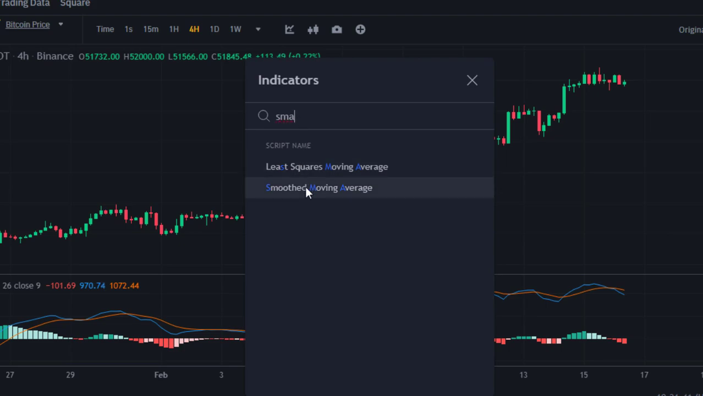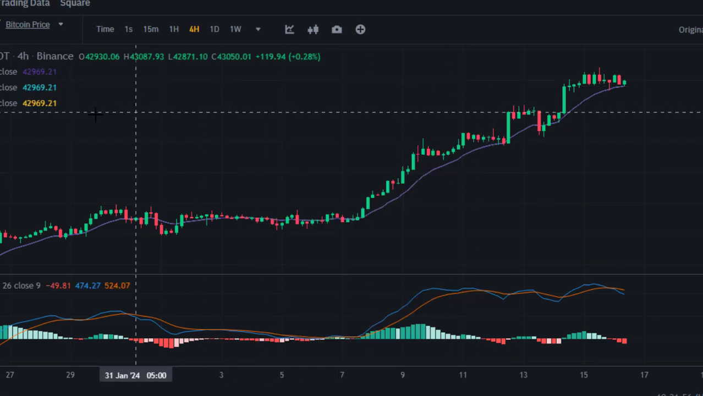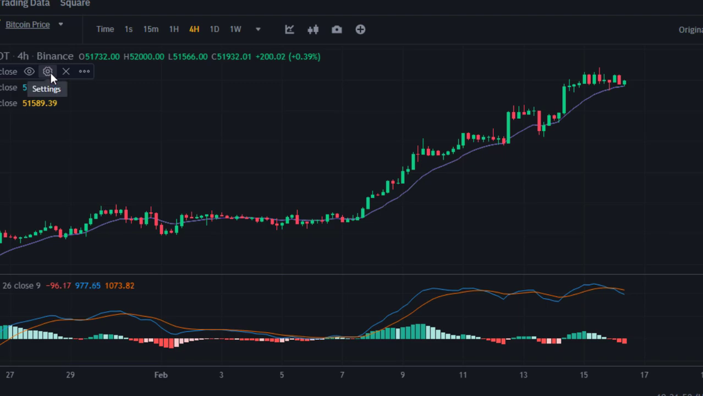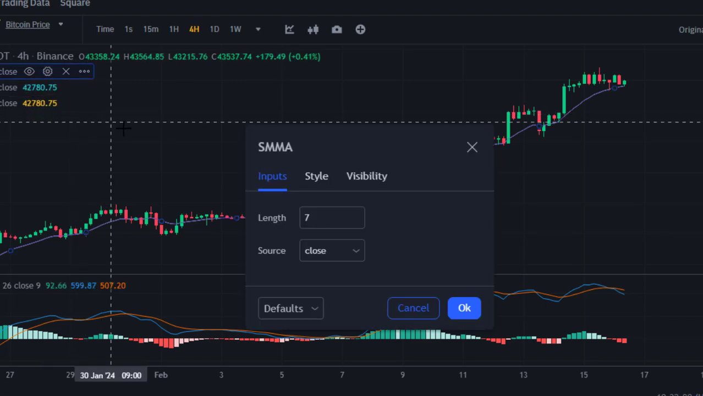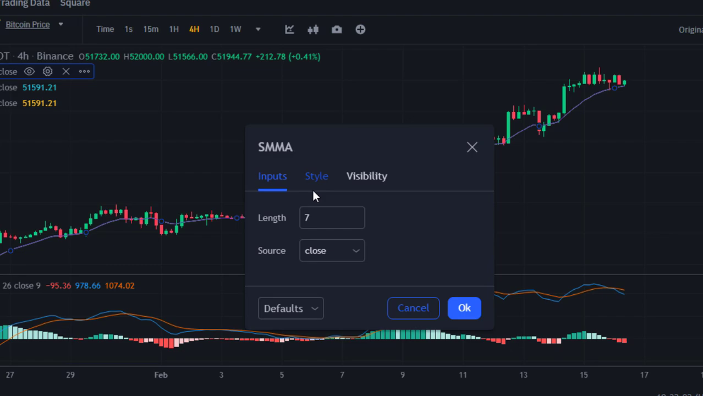We need 3 of these moving averages on our chart. So I'll put the first one, I'll put the second one, and I'll put the third one. Now one thing very important is that I need to change the settings of these moving averages. So I need to come to this area, settings, and change the setting of each of these moving averages to suit what I want to use.